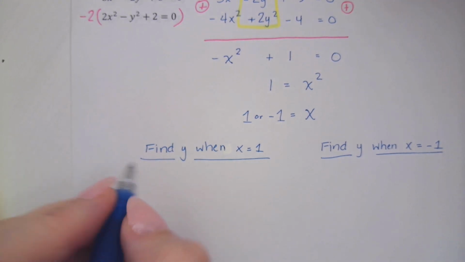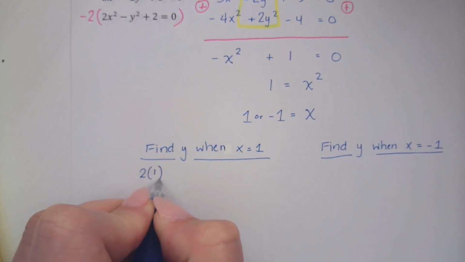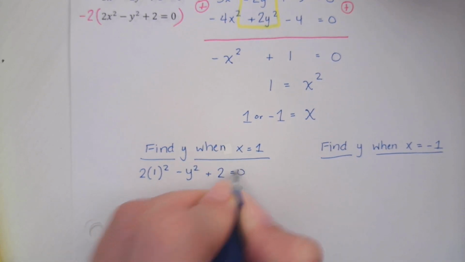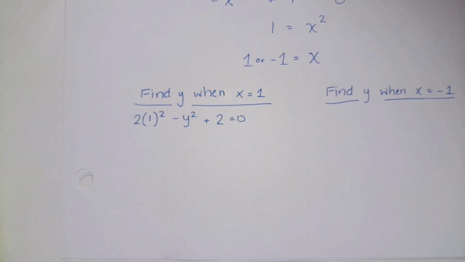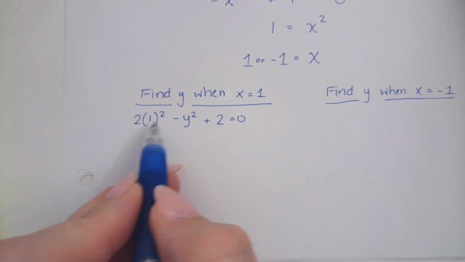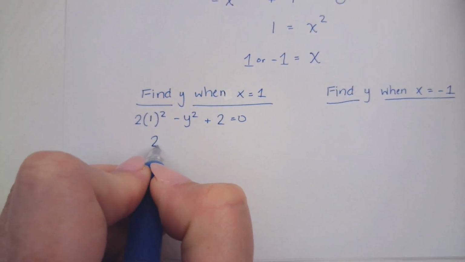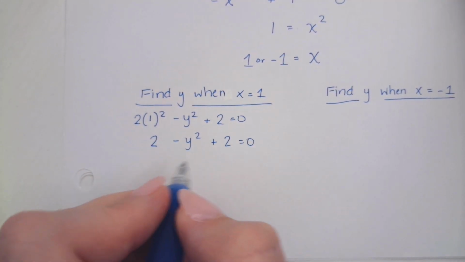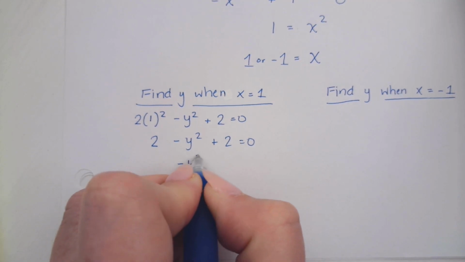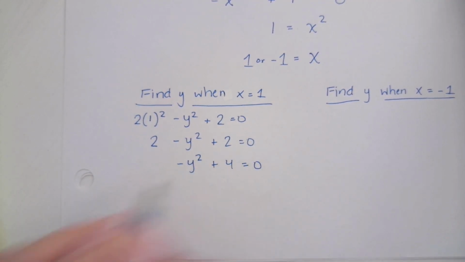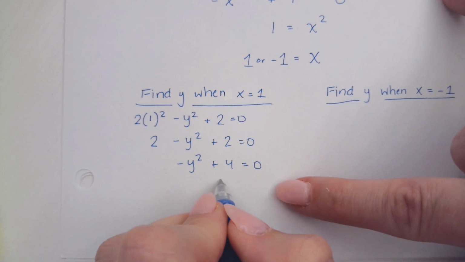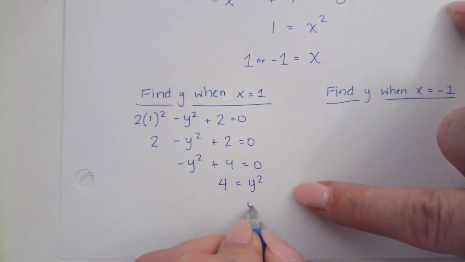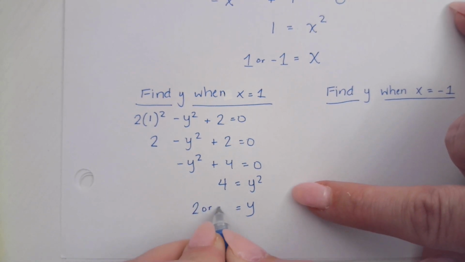Alright, plugging it in for x. So we'll have 2 times 1 squared minus y squared plus 2 equals 0. 1 squared times 2 is 2. So negative y squared plus 4 equals 0. Which means y equals plus or minus 2.